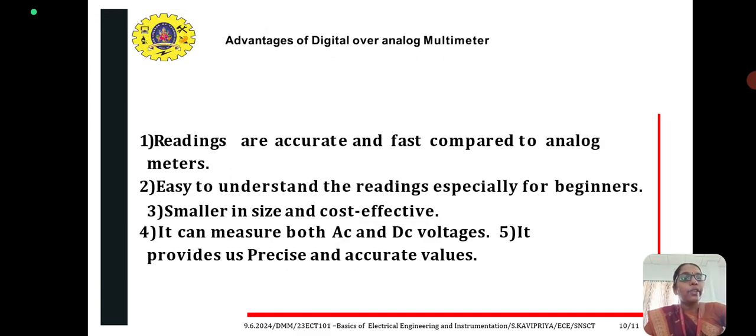And next are the advantages of the digital over the analog multimeter. The readings are more accurate and fast compared to the analog meter, and users can easily understand the readings, even beginners, which is a further advantage of the digital multimeter. Third, it is smaller in size and cost effective. It can measure both AC and DC voltages. It provides precise and accurate values.